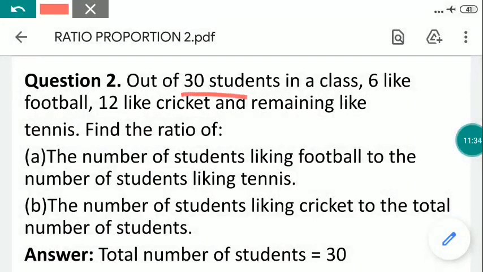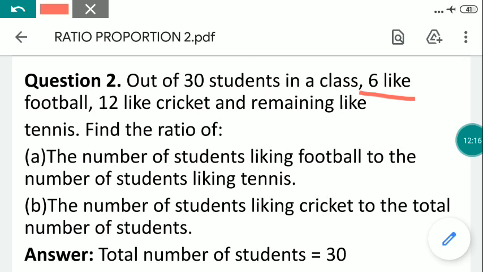Question number 2. Out of 30 students in a class, that means in that class total students are 30. Out of 30 students in a class, 6 like football, 12 students like cricket, and remaining like tennis. So find the ratio of the number of students liking football to the number of students liking tennis. B, the number of students liking cricket to the total number of students.